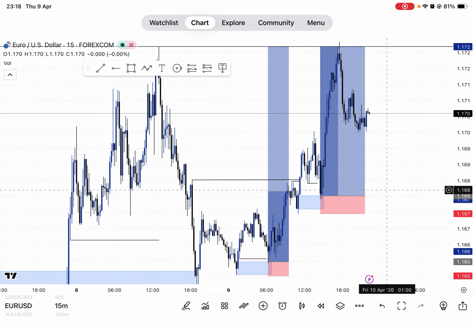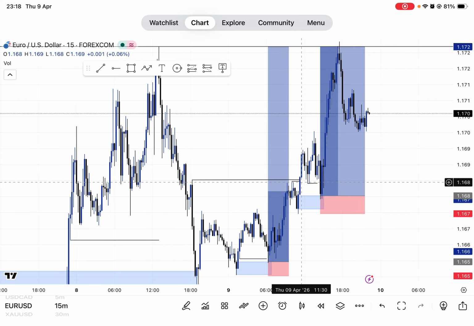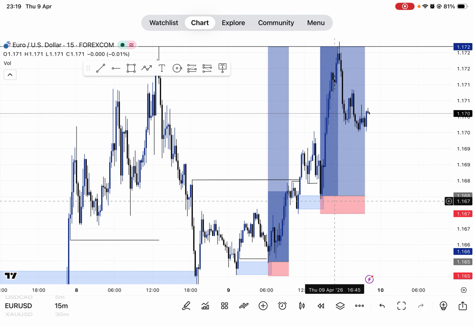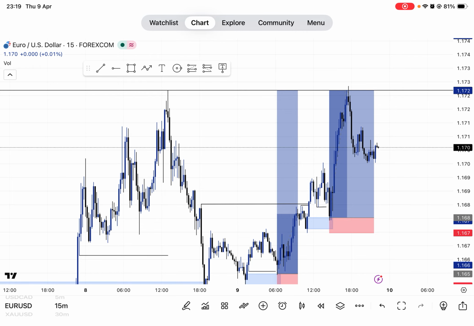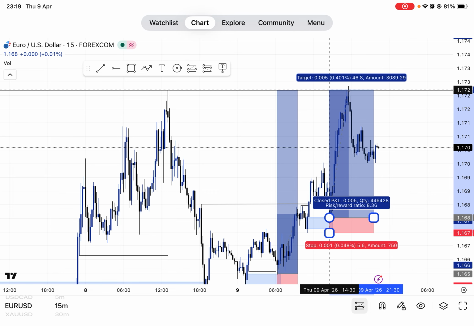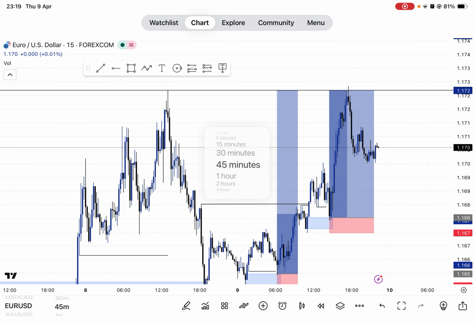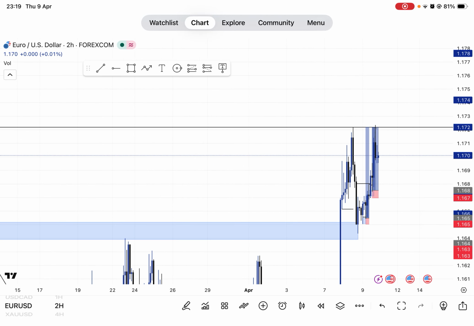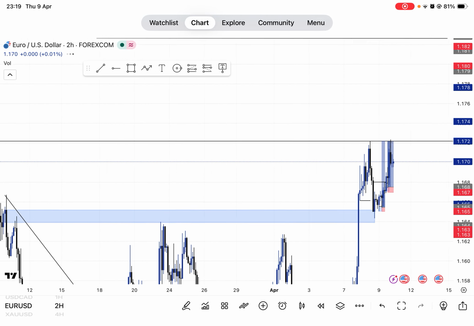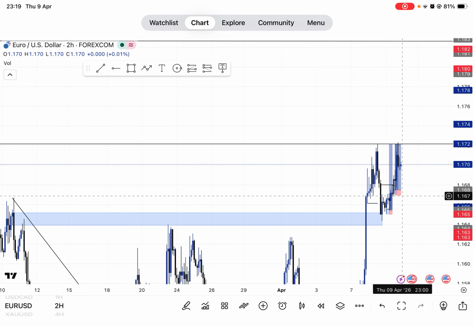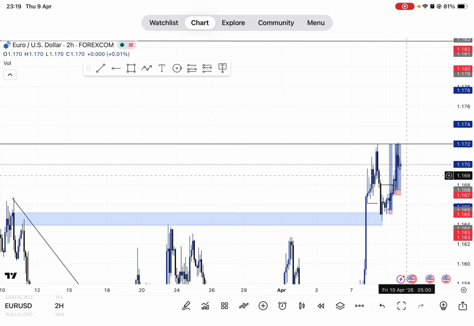Now why didn't we use this breaker block? Our inducement has mitigated the weak of this breaker block. Remember I said in the last video, once your inducement has mitigated your breaker, that means your breaker is no longer valid. Then you'll be using your other block. Price has tapped into this other block, and what will be your target again? That same high. Simple. Then on your 2 hour time frame, you are going to have something like this. Just from this little move on the 2 hour time frame, you would have got a decent amount of RR on your lower time frame.